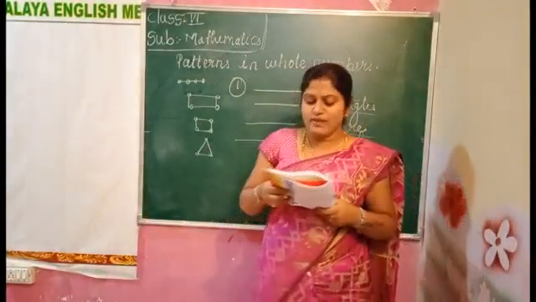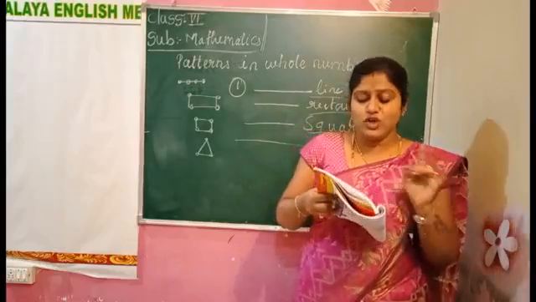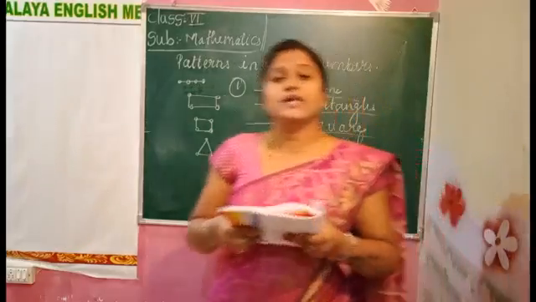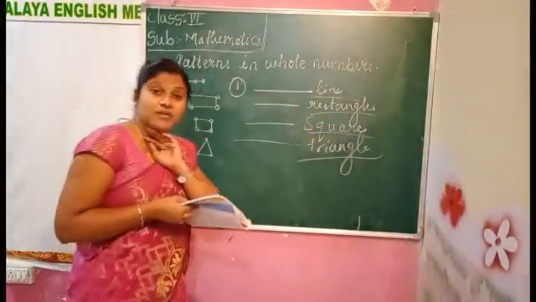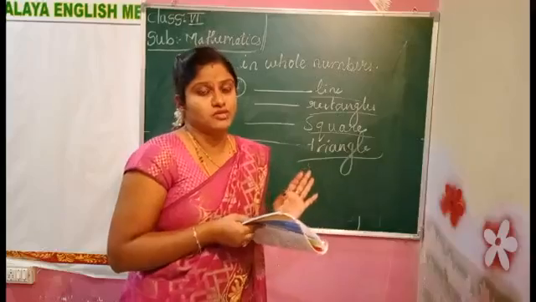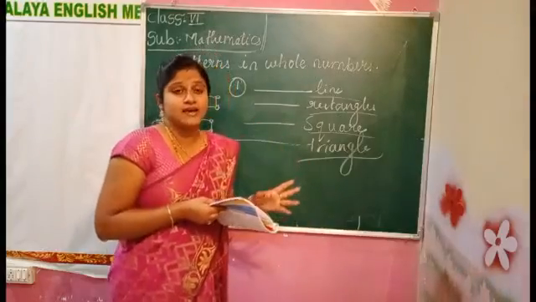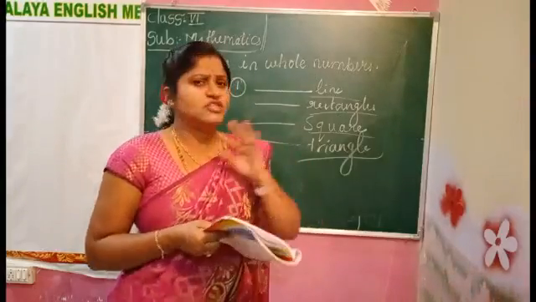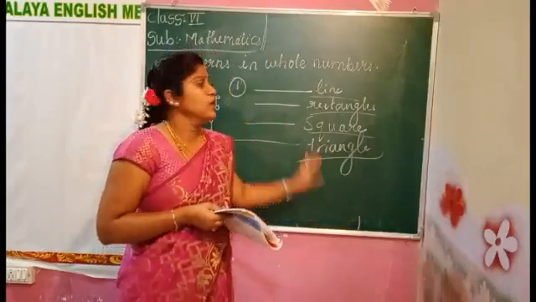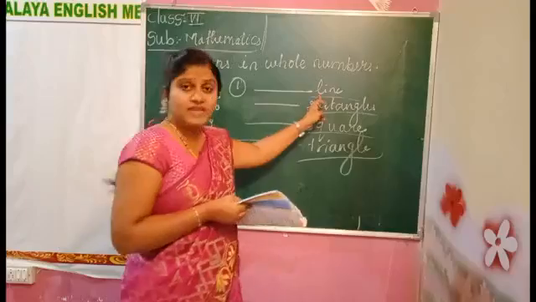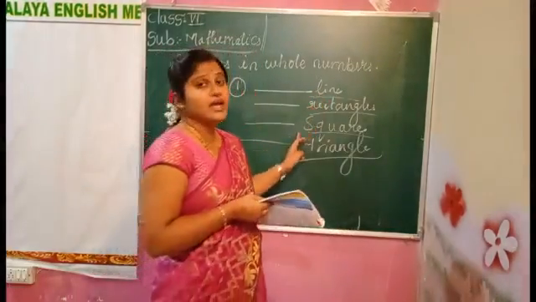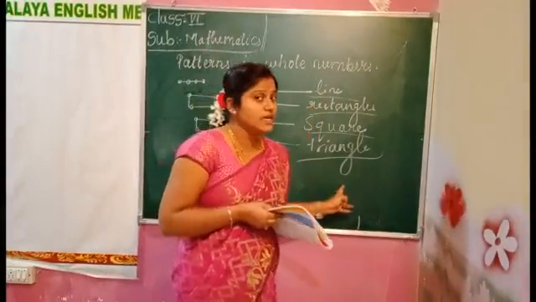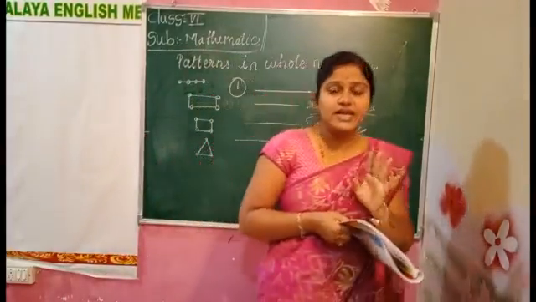Every number should be arranged in one of these shapes. No other shapes are allowed. In the patterns, only these 4 patterns are there. Other patterns are not allowed for this. Pentagon, hexagon, polygons, all these things do not come under this. Only which shapes? Line we can take, rectangle we can take, square we can take, and triangle we can take. How many? 4 shapes we can take.